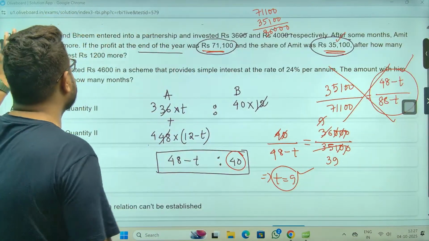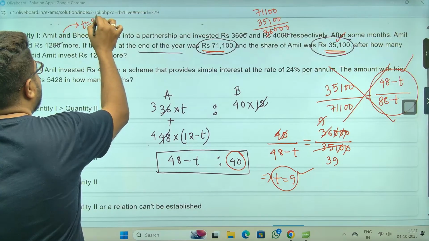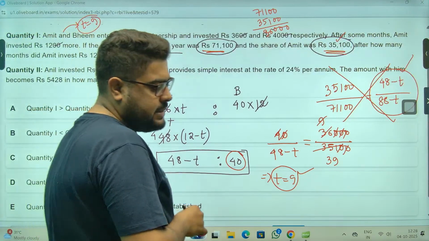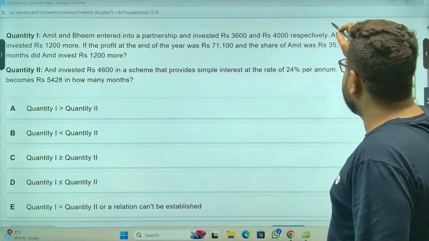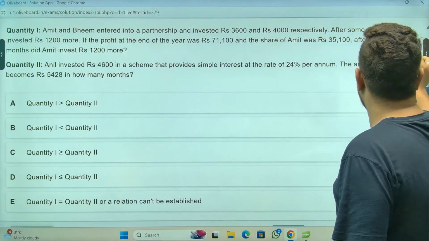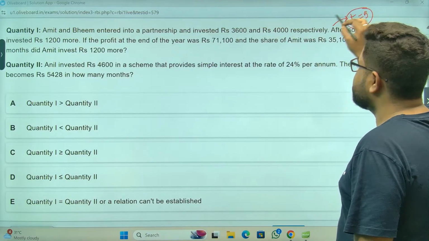So first here, quantity 1, t is 9, sir. Or quantity 1 itself is 9. Now again, job is only half done, sir. Job is only half done, sir. T is 9. Let's do the second part.